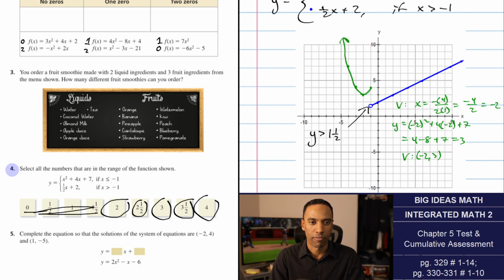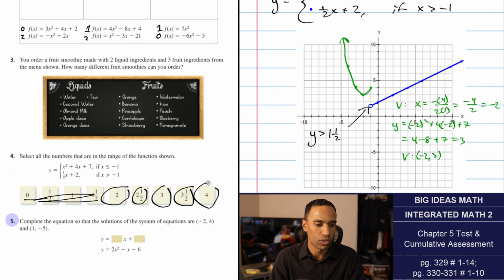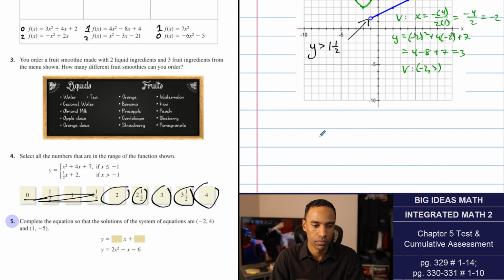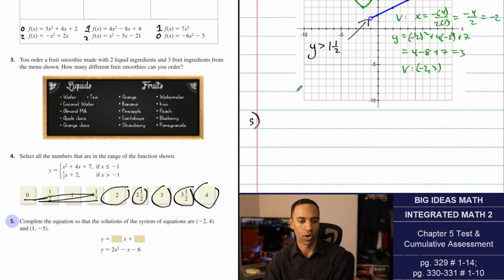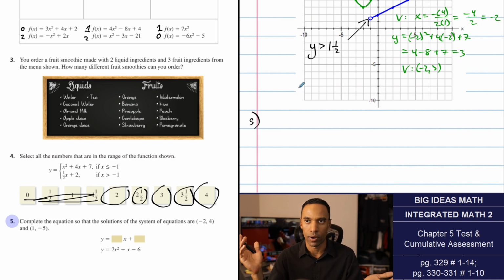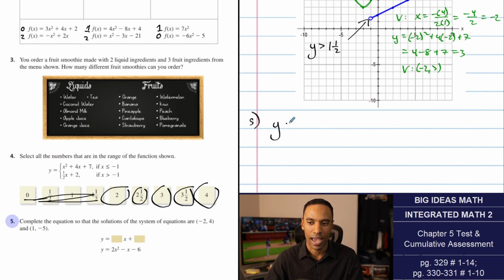Okay, let's go to number 5. Complete the equation. So the solutions of the system of equations are negative 2, 4, and 1, negative 5. Well, the bottom portion of the equation I couldn't care less about. If those are indeed solutions, then they work out. Great. I only care about the top one. I have some y equals mx plus b, and I need to go through -2, 4, and 1, -5.